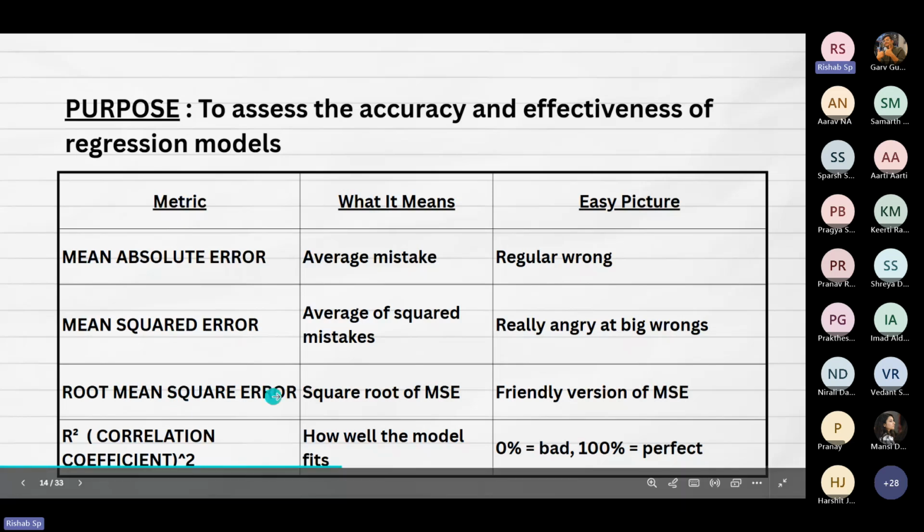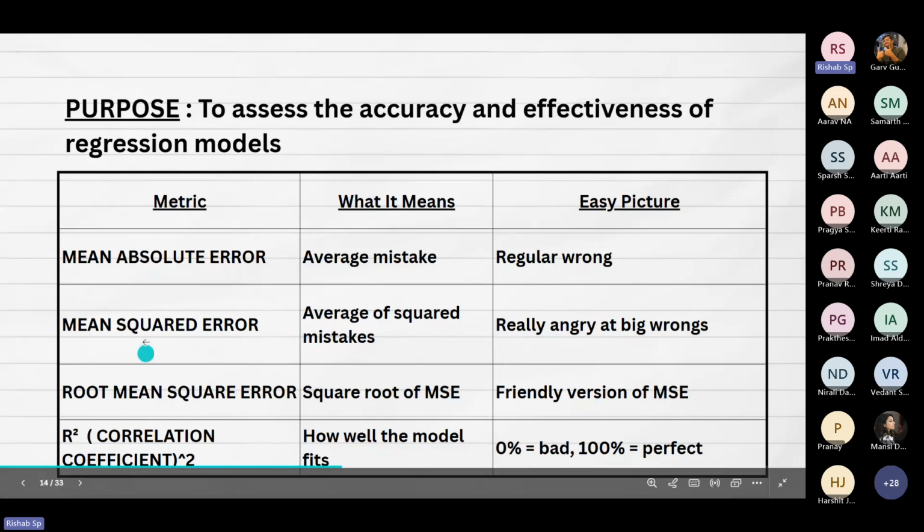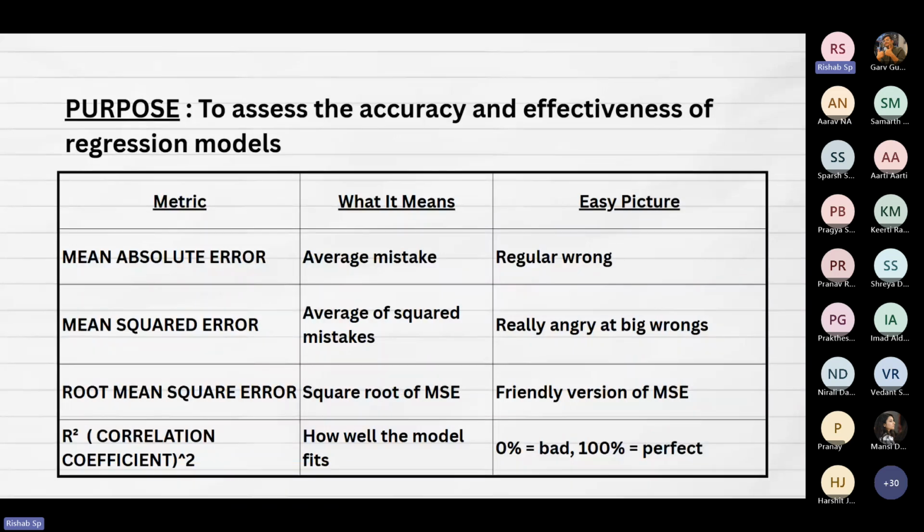Root mean square error: square root of MSE. MSE is mean squared error. You just be aware of this. I don't know whether it's important or not, but be aware of this. It's the square root of MSE, a friendlier version of MSE, since we are taking the square root. R square. R is basically the correlation coefficient. We square it, and it shows us how well the model fits. If it's 0%, it's bad. If it's 100%, it's perfect. So this is basically evaluation metrics just to assess our errors. Fine. Just be aware of these terms. I don't think it's that important. Just be aware.